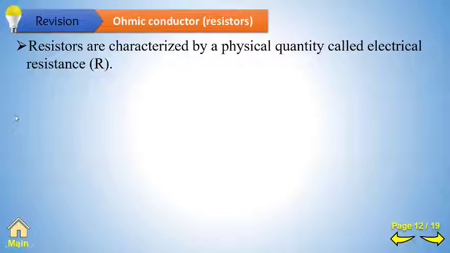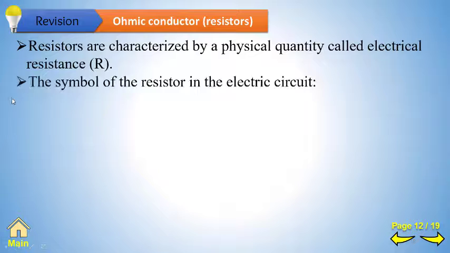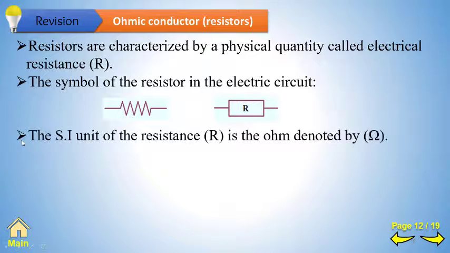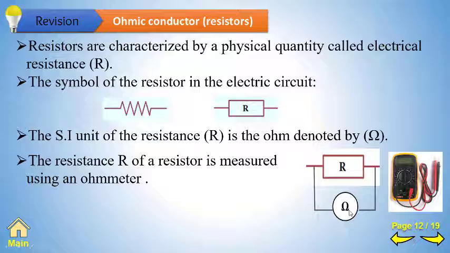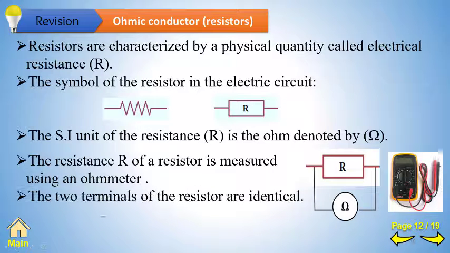Resistors are characterized by a physical quantity called electrical resistance R. The symbol of the resistor in the electric circuit is given by this symbol or this one. The SI unit of the resistance R is the ohm denoted by the following symbol. The resistance R of a resistor is measured using a multimeter functioning as an ohmmeter. The two terminals of the resistor are identical.